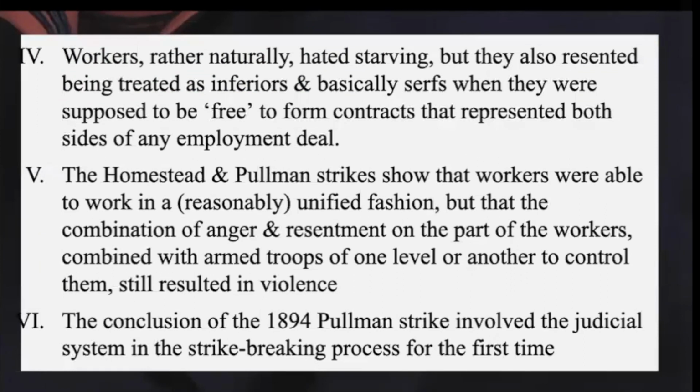Workers, rather naturally, hated starving, but they also resented being treated as inferiors and basically serfs when they were supposed to be free to form contracts that represented both sides of any employment deal. The Homestead and Pullman strikes show that workers were able to work in a reasonably unified fashion, but that the combination of anger and resentment on the part of the workers, combined with armed troops of one level or another to control them, still resulted in violence. The conclusion of the 1894 Pullman strike involved the judicial system in the strike-breaking process for the first time.